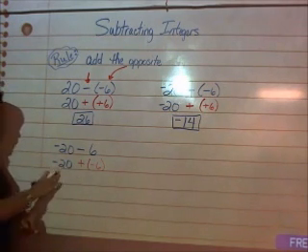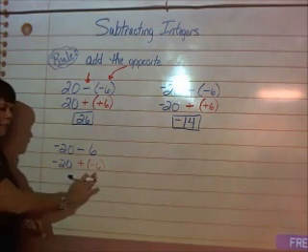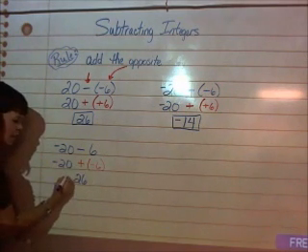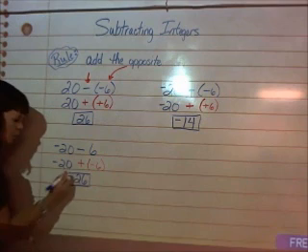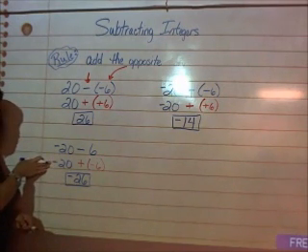Well, now I have a negative 20 plus a negative 6. I can put my negatives together, and 20 and 6 give me 26. And I keep my negative sign. So you're really going back to your adding integers after you add the opposite.